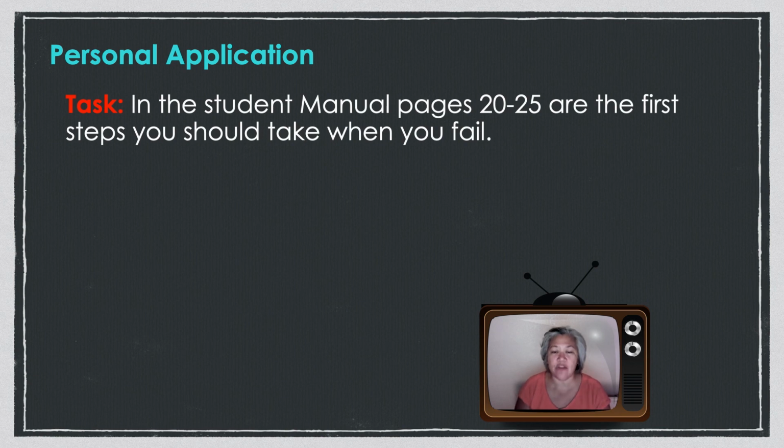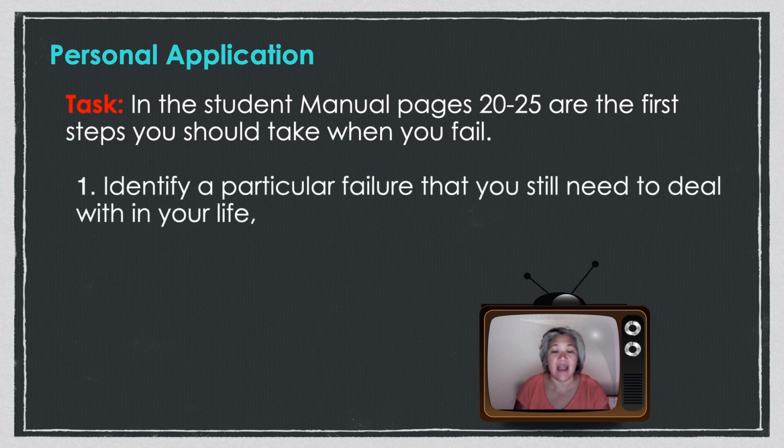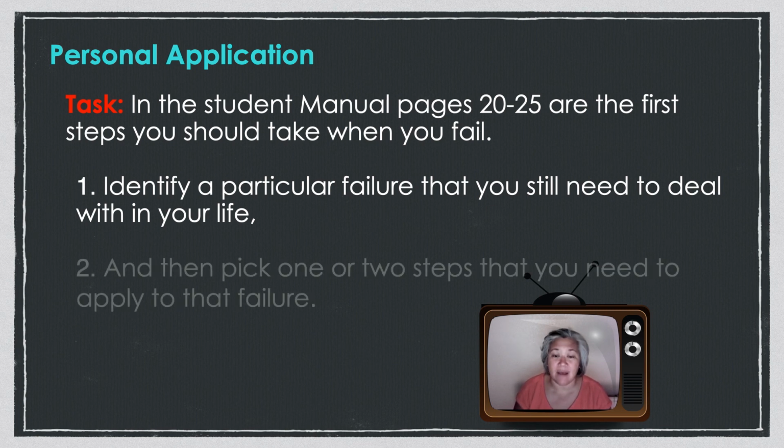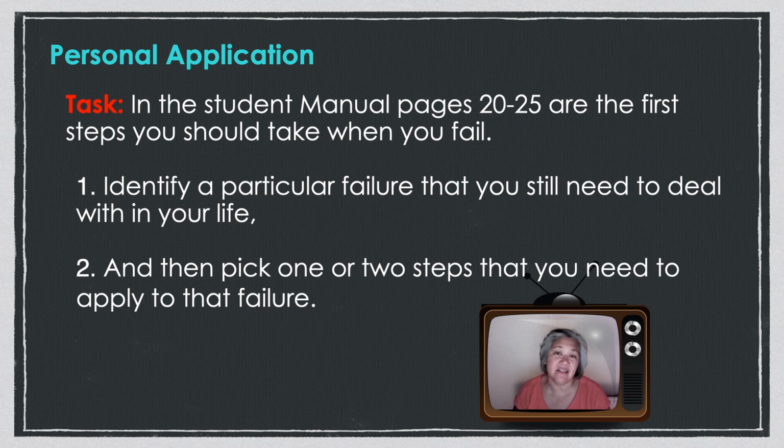I hope you've benefited from this lesson, because there's still more for us to learn. But our personal application for GSNL 6 Lesson 2 is in the student manual, pages 20 through 25, the first steps that should be taken when you fail. 1, identify a particular failure that you will still need to deal with in your life. And then 2, pick 1 or 2 steps that will be needed to apply to that failure.